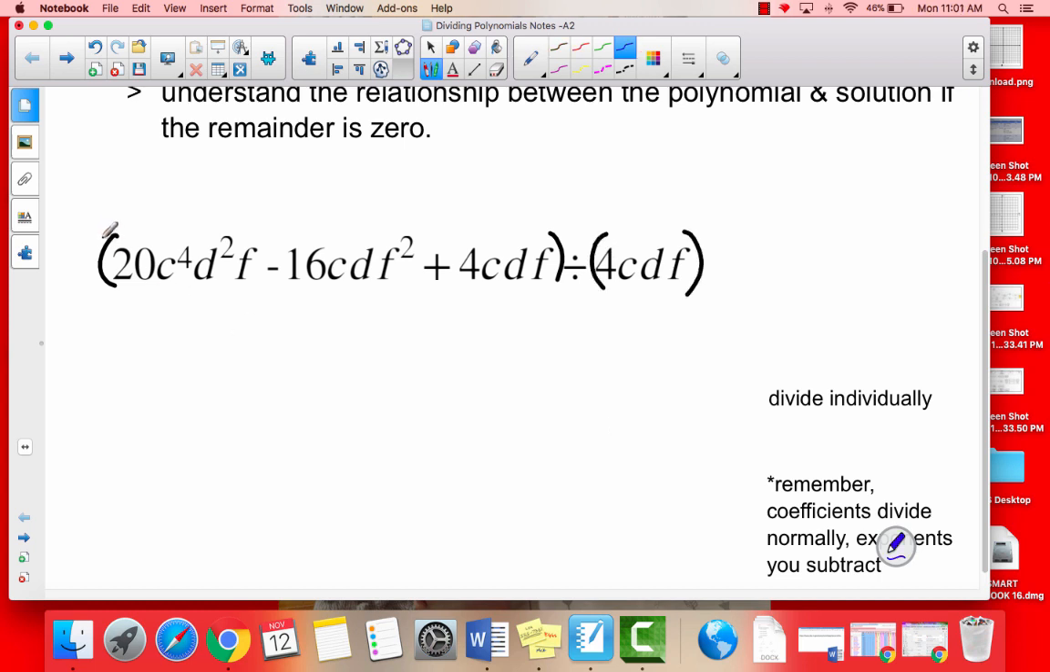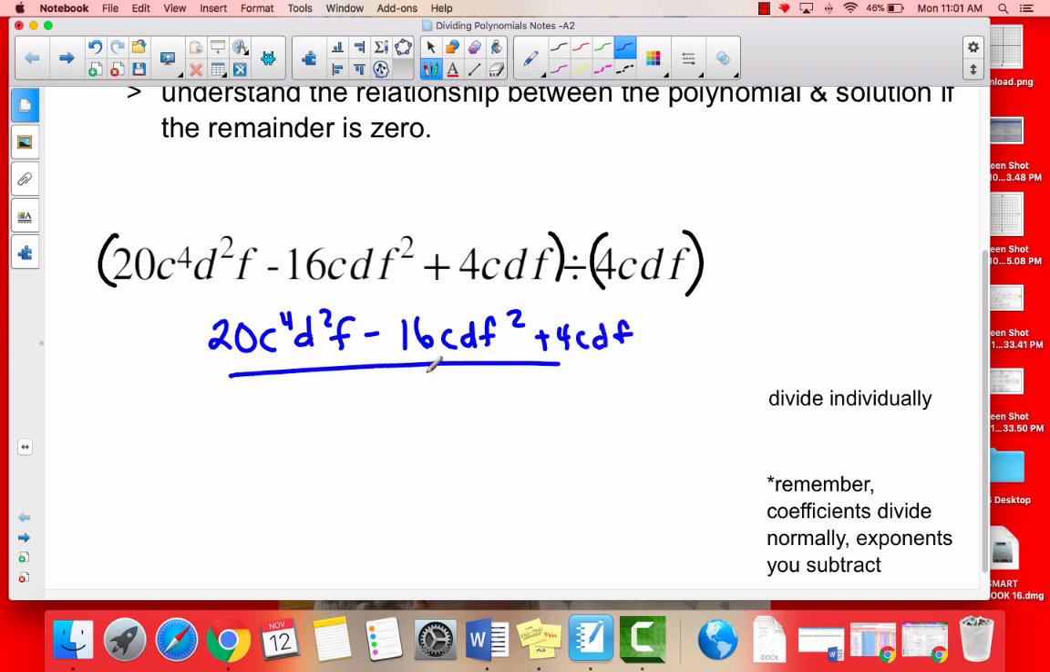Instead of trying to figure out how to divide this all as one, what I would encourage you to do first is rewrite it as 3 separate individual problems. It's going to make it smaller and easier to handle. So I'm going to take 20c^4d^2f minus 16cdf^2 plus 4cdf, and all of that is going to be divided by 4cdf. Notice I wrote it as a fraction because that's more familiar to us rather than the long way of writing it.